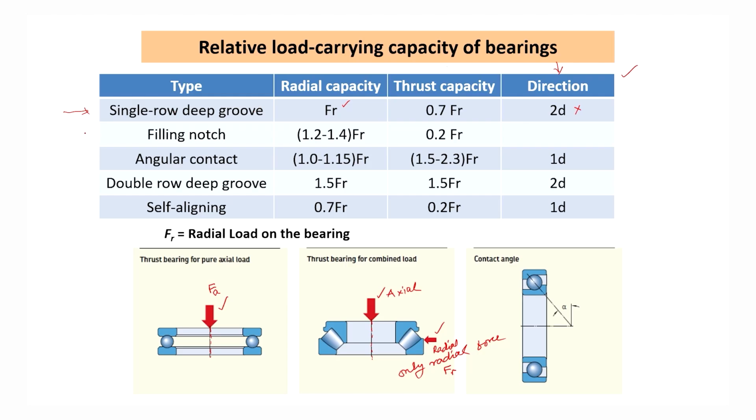The filler notch bearing will be selected when the radial load is 1.2 to 1.4 times the radial load of the deep groove ball bearing, or the radial load of a radial bearing, and the thrust capacity is 0.2 of Fr. Similarly, the angular contact bearing will be selected when this will be the Fr and this will be the thrust load.